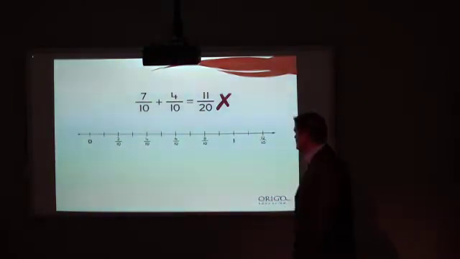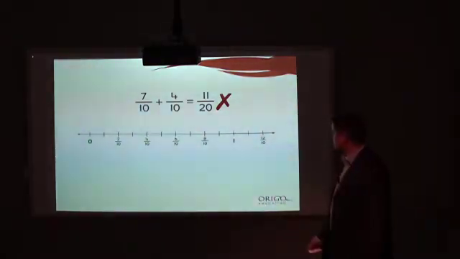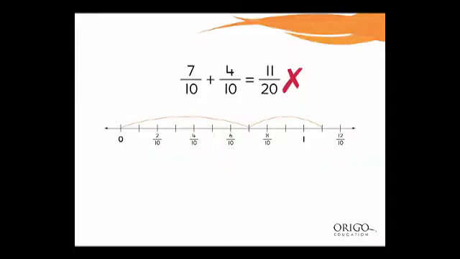Where is 7/10? That's here. I want to add to it 4 more tenths. So what is that? It's really like a jump of the 7 from the 0 and another jump of 4. And what is that? It's 11/10. Clearly shows why it's not 11/20.